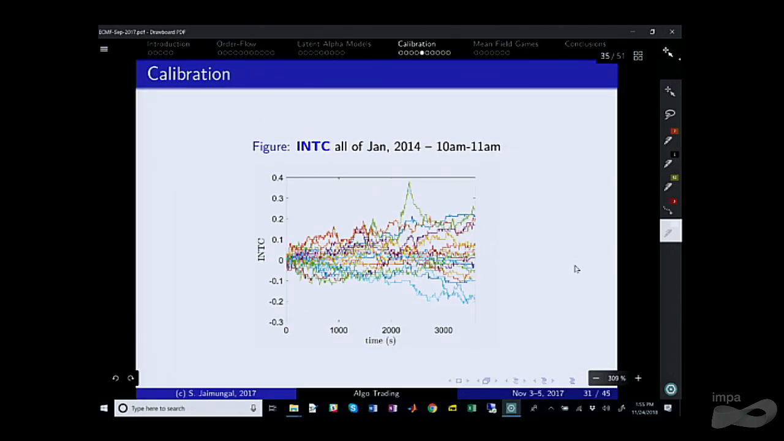Let's look at some example now. 48 minutes, good. So this is Intel over 1 hour for all of January in 2014, and you can see this is purely discrete every time, and we've normalized it in the sense that we subtracted the price at the start of the hour.